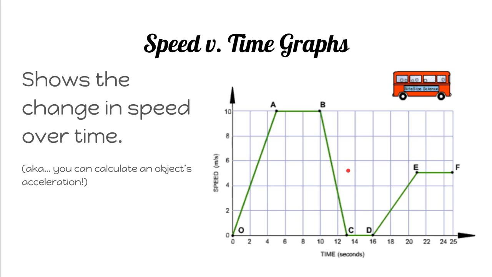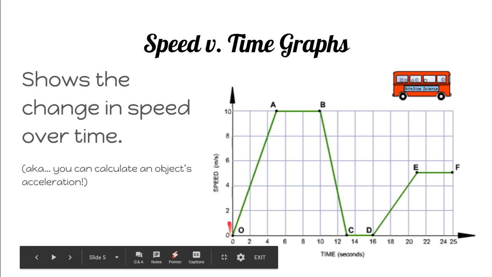A speed graph shows how fast an object moves over time. For example, if you're riding your bike at 10 miles an hour and stop to talk to a friend, then ride off at 15 miles an hour, a speed graph would show this motion. So a speed graph shows a change in speed over time, speed being on the y-axis, time being on the x-axis. And when it shows you how speed changes over time, that's called acceleration.